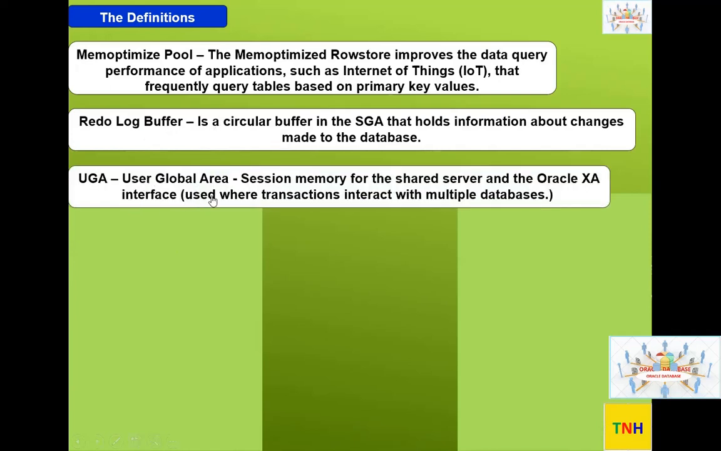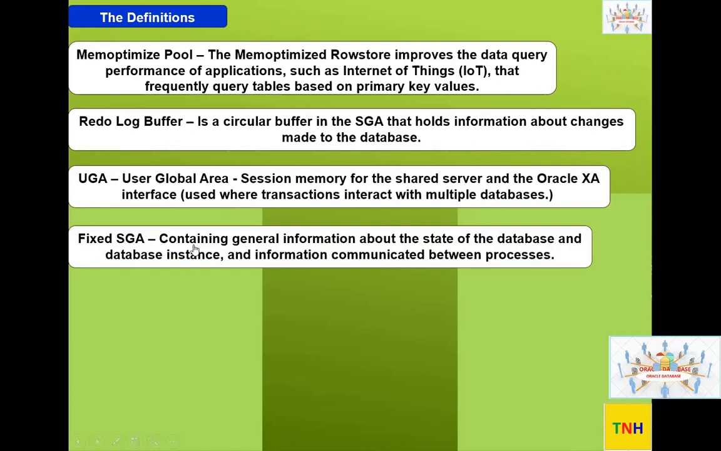And UGA, user global area, again optional. User global area is session memory for the shared server and the Oracle XA interface used when transactions interact with multiple databases. So this is for shared server. For the time being, let's keep it. UGA will be explained in more detail later.